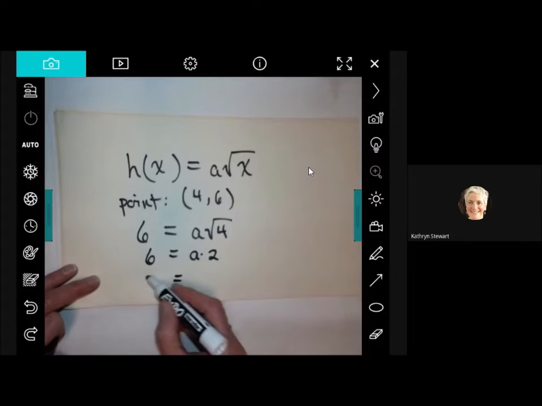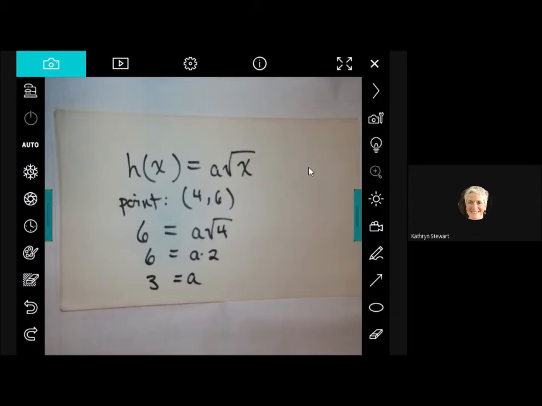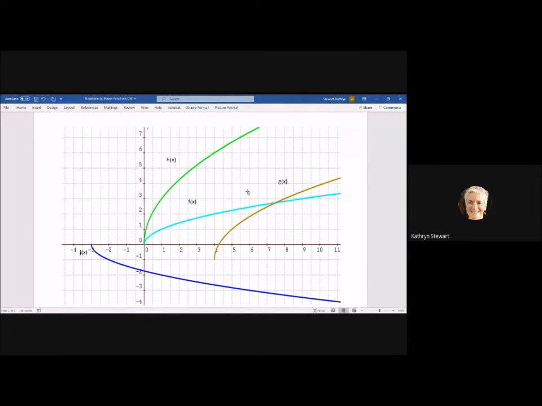Divide both sides by 2. Oh yeah, my a is 3, right? Fantastic. Let's do g of x next, this nice brown one.